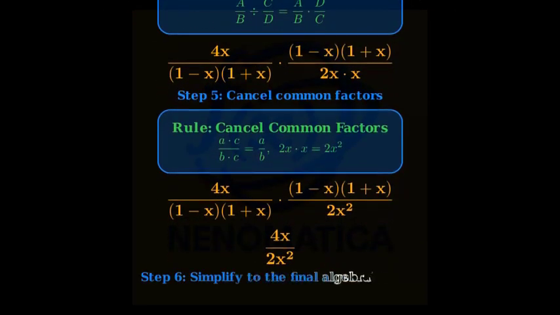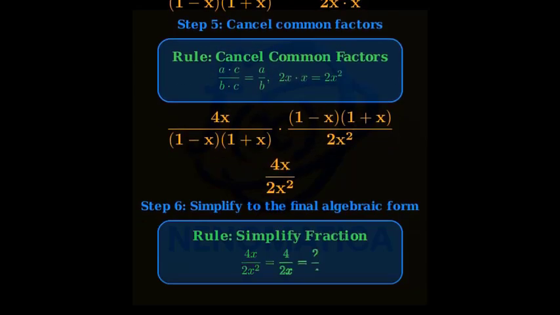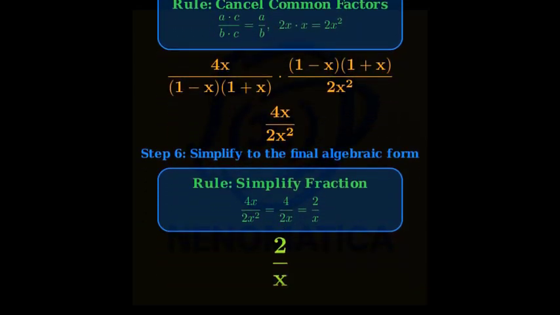Step 6. Simplify 4x over 2x squared to 2 over x. Note, some sources incorrectly collapse this to 1, but the correct simplification is 2 over x.